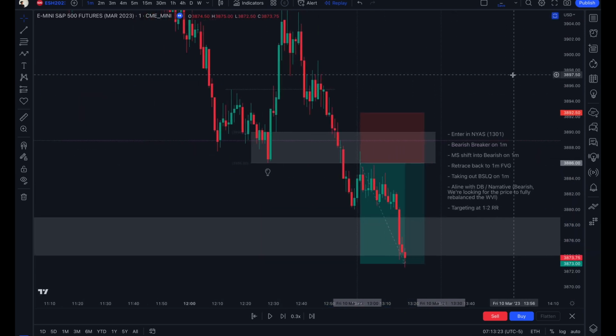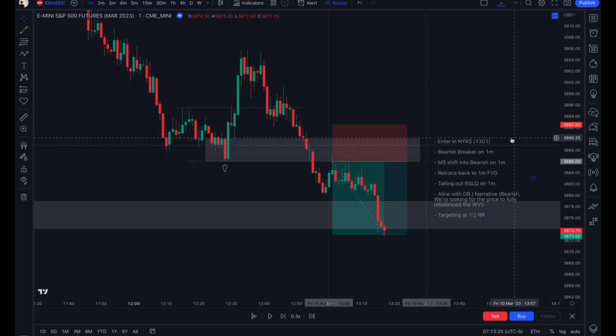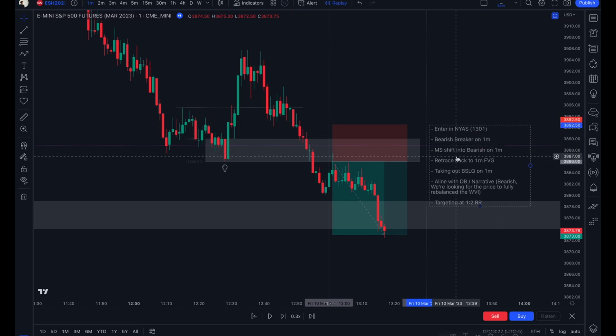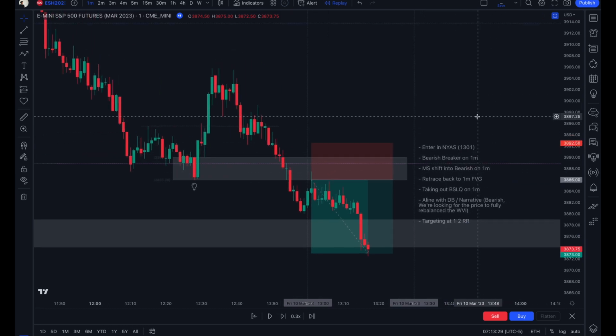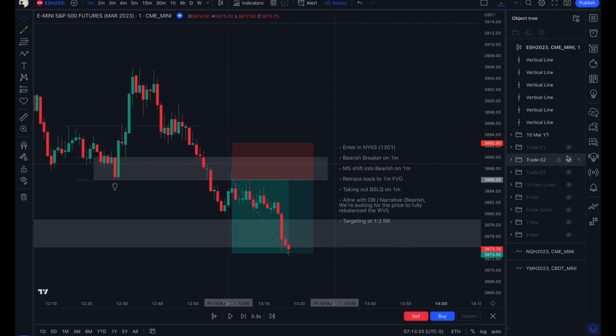So this is our second setup. Remember, I always enter on a breaker right now. If it's not a breaker setup, I won't enter. Second try idea.